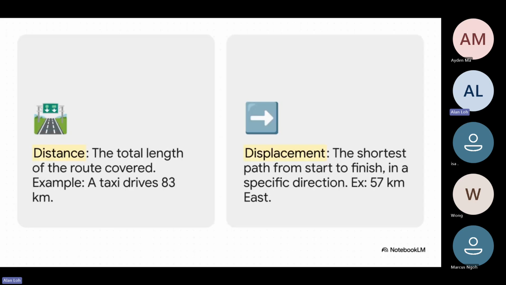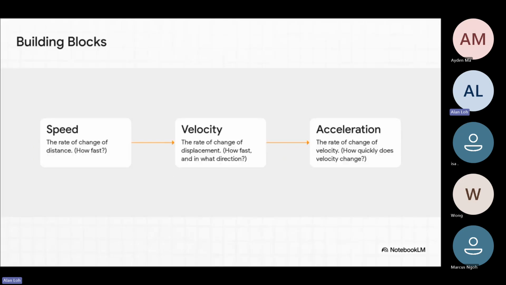Now, you might think these two words, distance and displacement, are the same thing. But in physics, they're totally different. Imagine you hop in a taxi. The distance is what the meter reads, right? Every single turn, every block. Let's say it's 83 kilometers. But your displacement, that's just the straight line from where you started to where you ended up. Maybe that's only 57 kilometers to the east. So one tells you how far your tires rolled, the other tells you how much your location actually changed. Big difference.